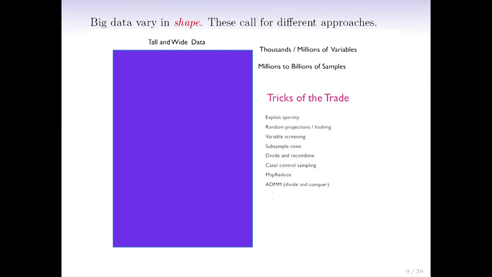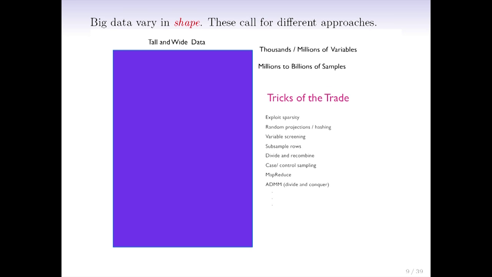And then, of course, you get tall and wide data. These are the behemoths that are hard to deal with, okay? Thousands or millions of variables and millions to billions of samples. And these are a problem. They require what I'd call tricks of the trade. There are various tricks that we can exploit. For example, sparsity. I'm going to give you an example later on where we had 50 million observations and 7 million features or variables. That's massive, but it was extremely sparse, and so we could exploit that.